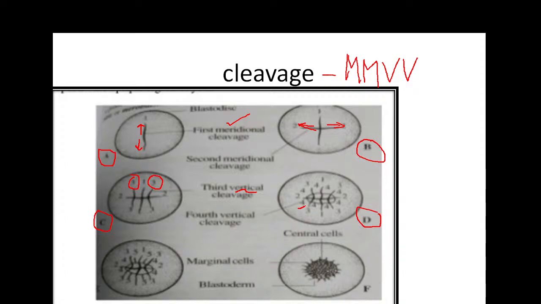As a result of this fourth cleavage, 8 cells will result. That results in the 8 central blastomeres, which is surrounded by the marginal blastomeres. Here in the middle, 8 cells. Here you can see 1, 2, 3, 4, 5, 6, 7, 8. 8 central blastomeres form. 8 central blastomeres are formed, which is surrounded by 12 marginal blastomeres.